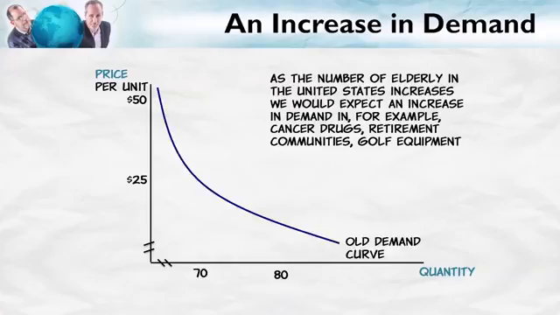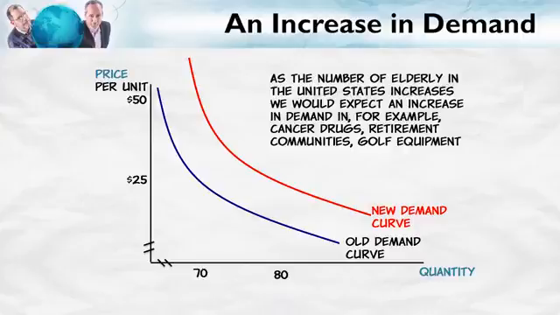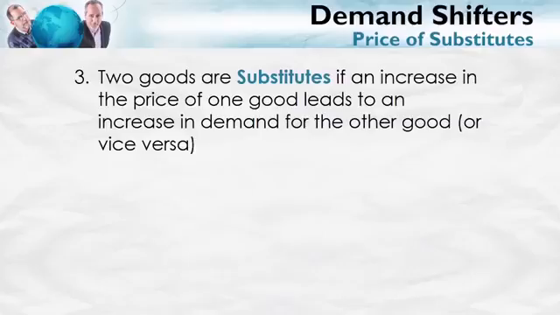How would we do this on a demand curve? Well, here's an old demand curve, but as the population gets older, the demand for these products, cancer drugs, retirement communities, and golf equipment, well, that goes up, so this curve shifts away from the origin and up to the right. Here's another demand shifter, the price of substitutes.